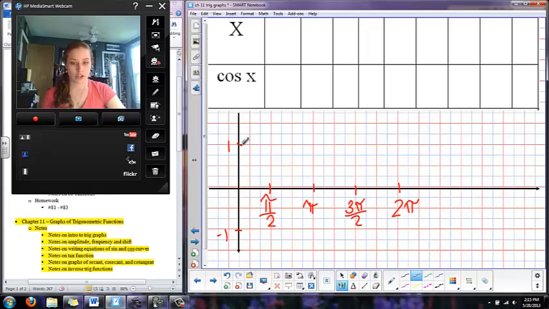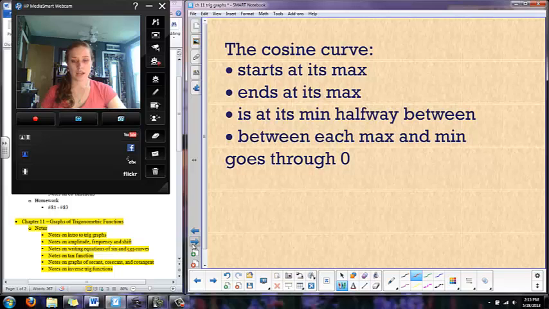Now cosine starts at its maximum, ends at its maximum. It hits its minimum right in the middle, so at pi. And then halfway in between each of those, obviously it's going to have to cross over the x-axis, so it goes through 0 there and there. Now cosine's a little bit flat up top, curves down, a little bit flat on the bottom, actually hits that point if you can help it on your paper, and it looks like that. That's cosine. It starts at its max, ends at its max, hits its minimum halfway in between.